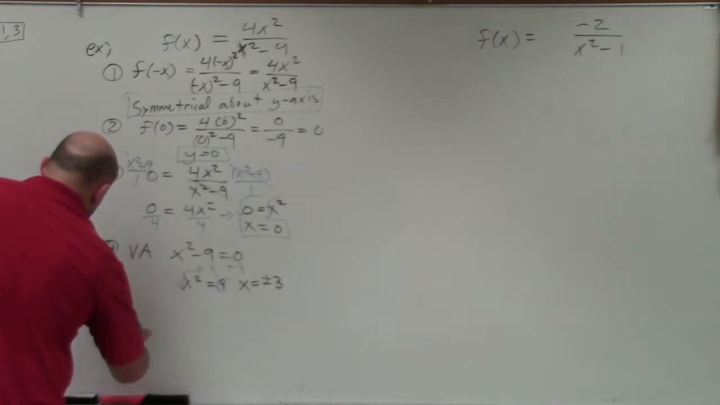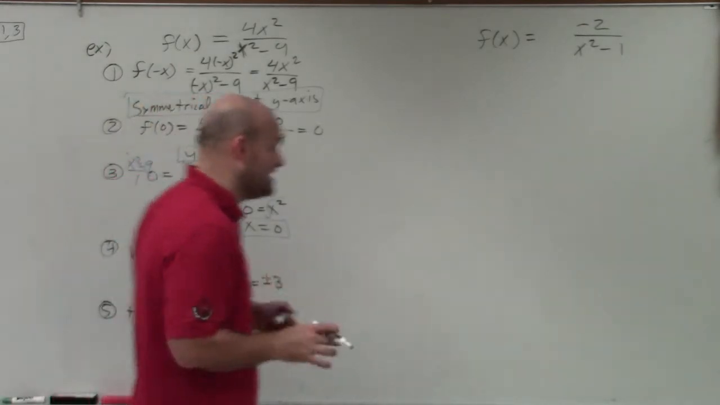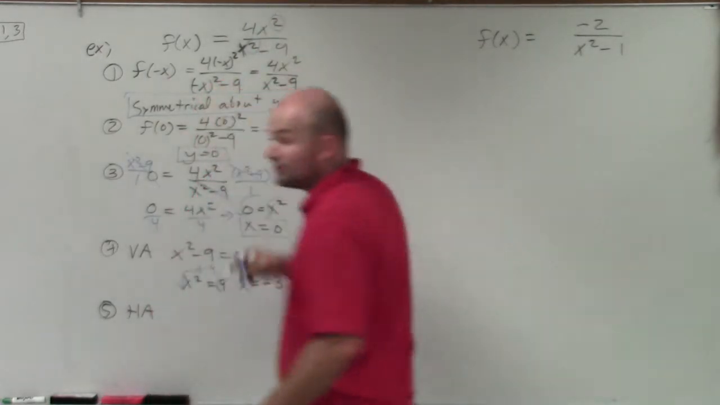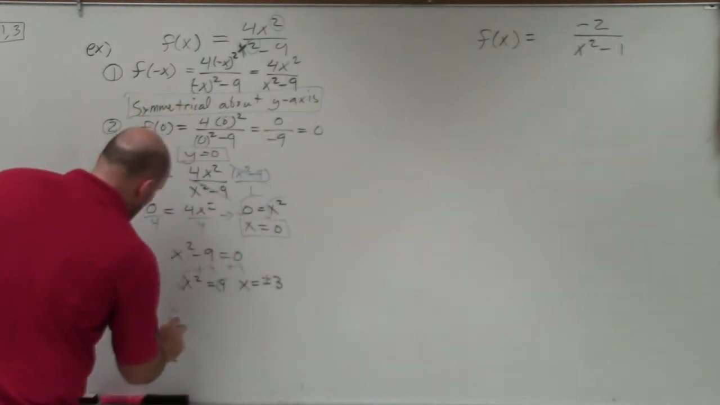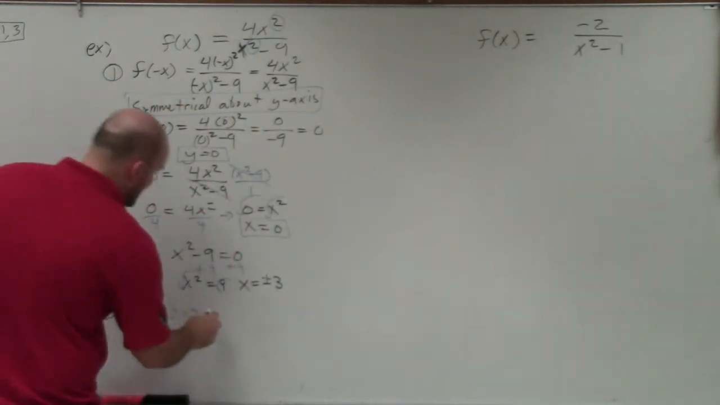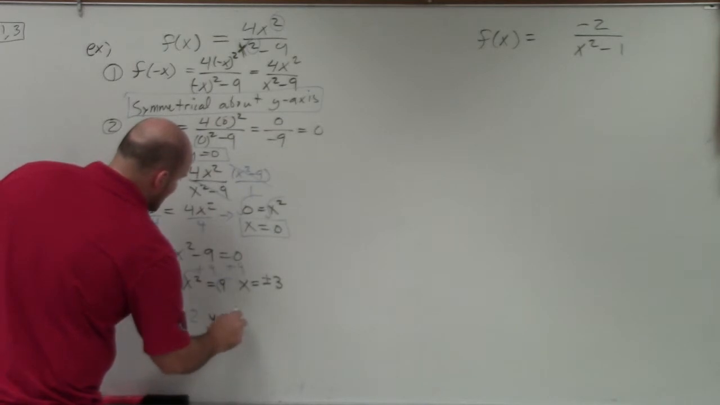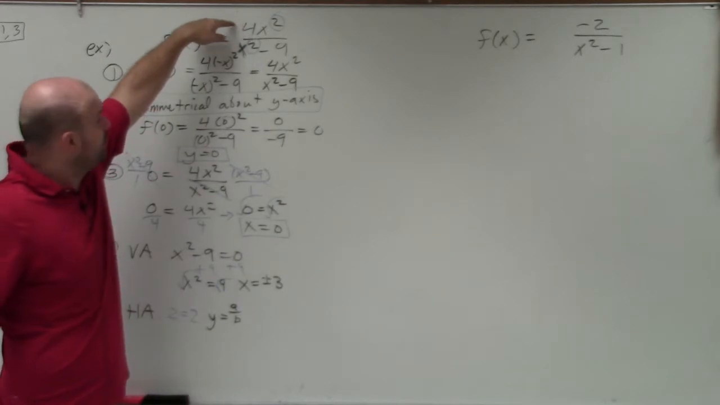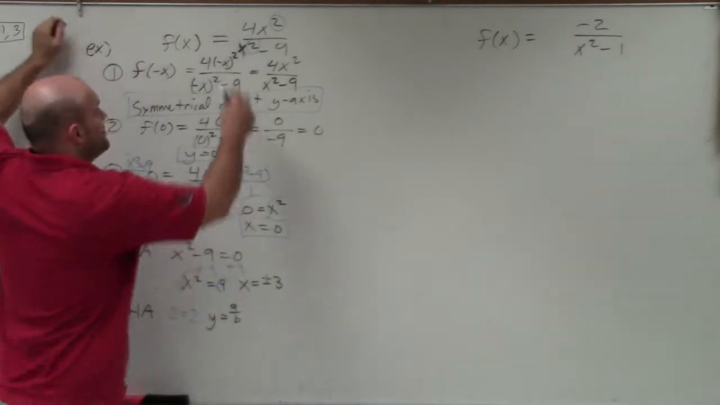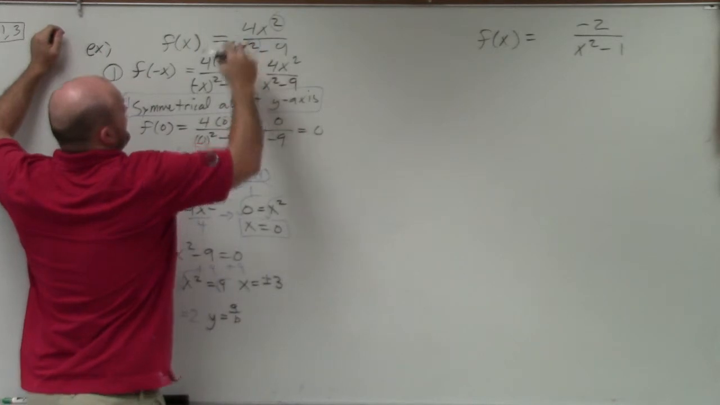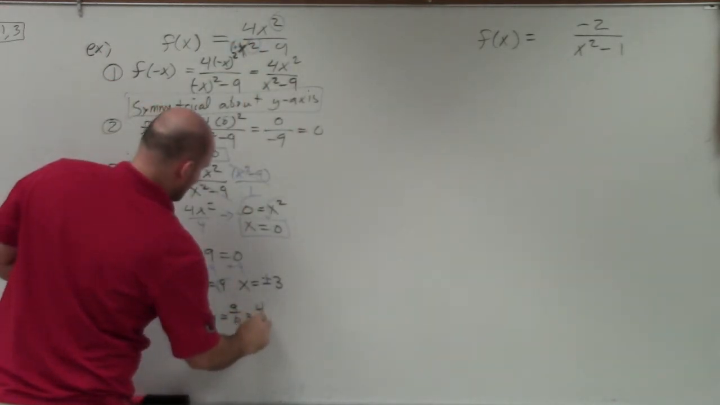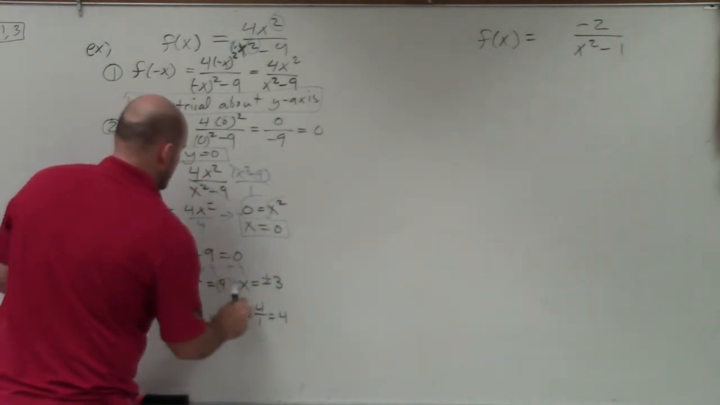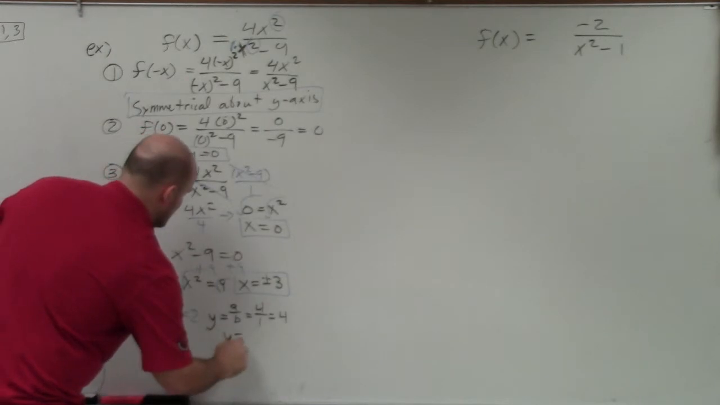Last one, number 5, is the horizontal asymptote. Remember, for the horizontal asymptote, we need to look at the degrees of our function. So we have 2 and 2. They're exactly the same, so 2 equals 2. When the degrees are exactly the same, the horizontal asymptote is a over b, which is the ratio of the coefficients. Here I have 4 as the coefficient of x squared, and the coefficient of x squared in the denominator is 1. So I have 4 over 1, which is just 4. So I'll write that as y equals 4.